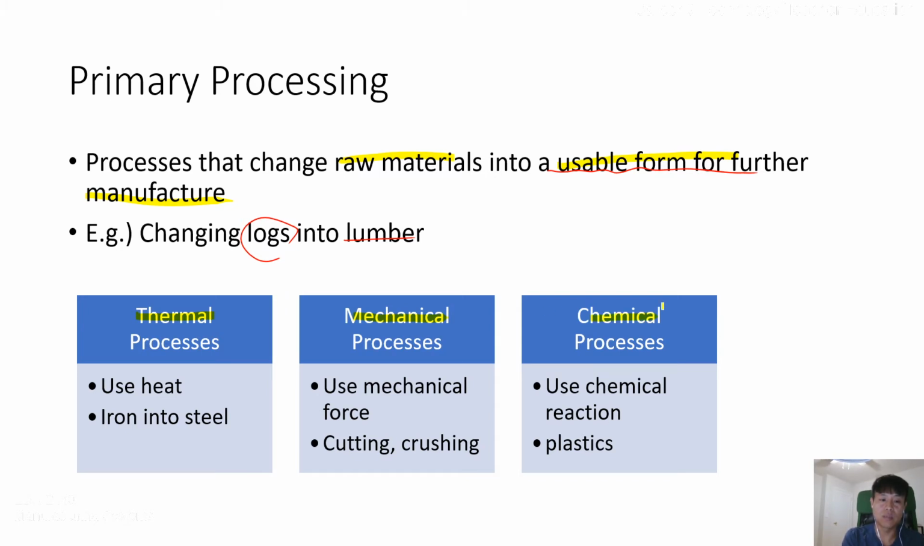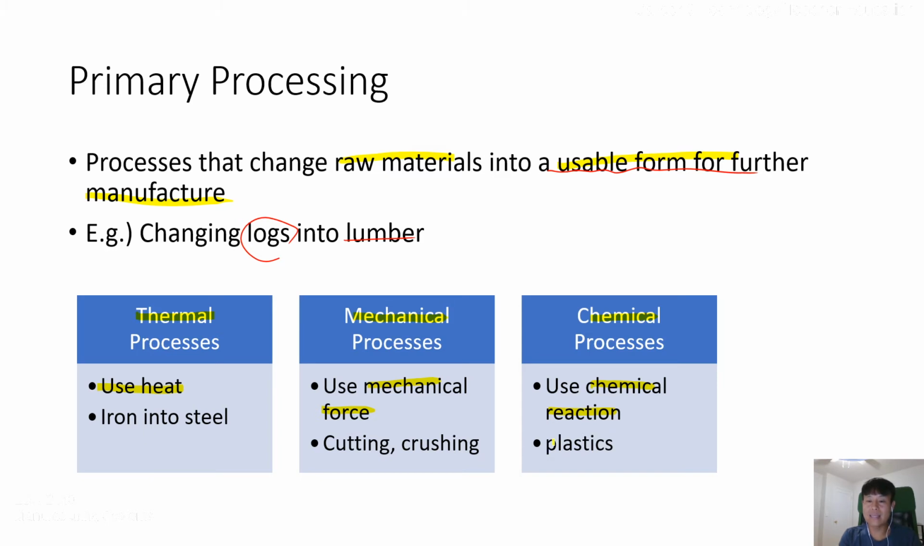Those are simple. Thermal is to use heat, and mechanical is to use mechanical force, such as nailing or stretching or squeezing. Those are mechanical processes. A chemical process is using chemical reactions. So for metal, to make the metal stronger, we can add other elements such as carbon or other materials. That is a chemical process.